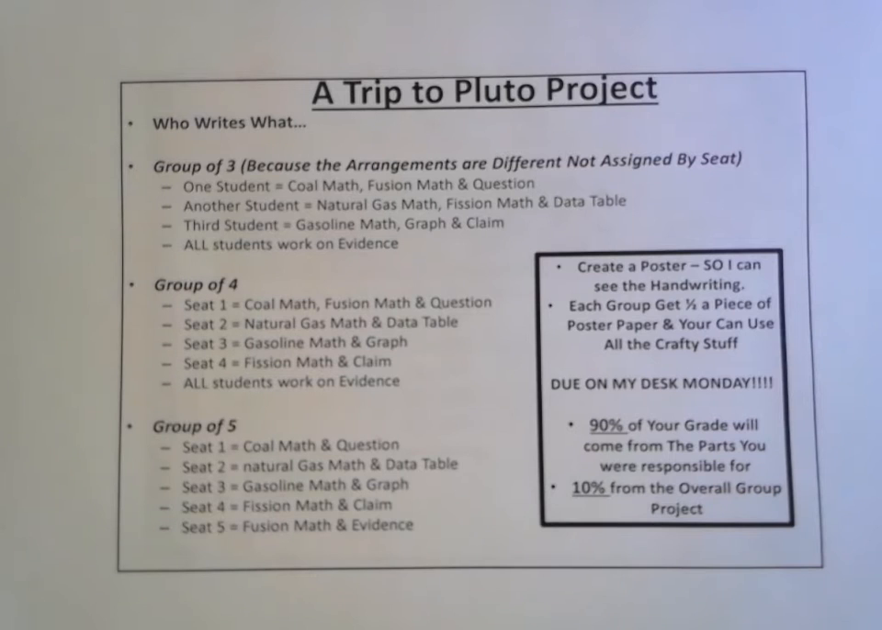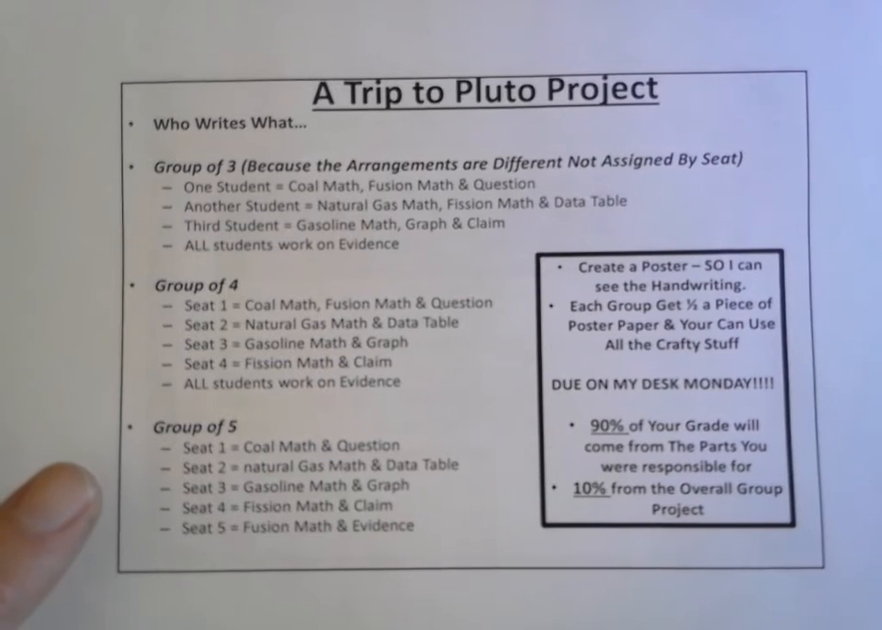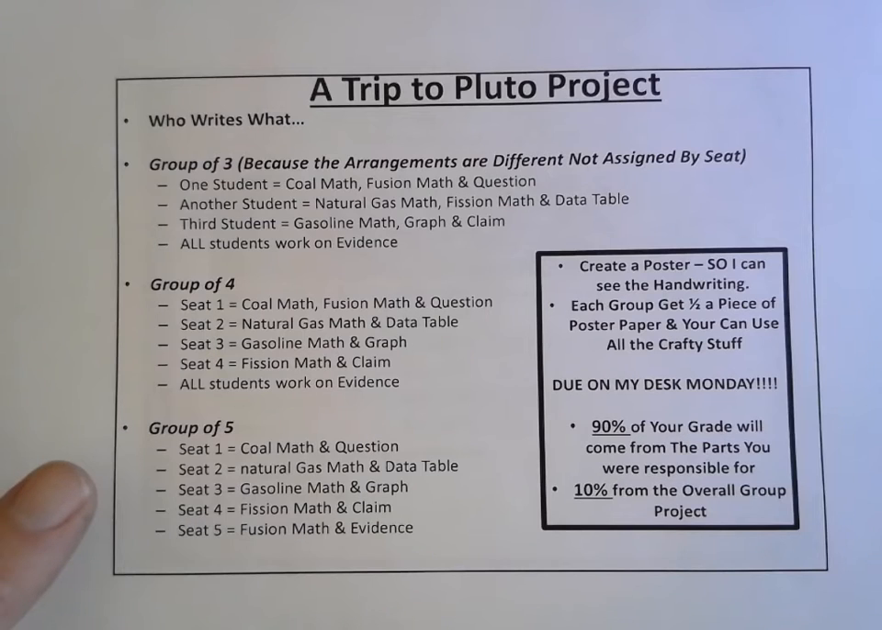Group of 4: seat 1 coal and fusion math plus the question, seat 2 natural gas math and data table, seat 3 gasoline math and graph, seat 4 fission math and claim, and all work on the evidence. Group of 5: seat 1 coal math and question, seat 2 natural gas math and data table, seat 3 gasoline math and graph, seat 4 fission math and claim, and seat 5 is fusion math and evidence.